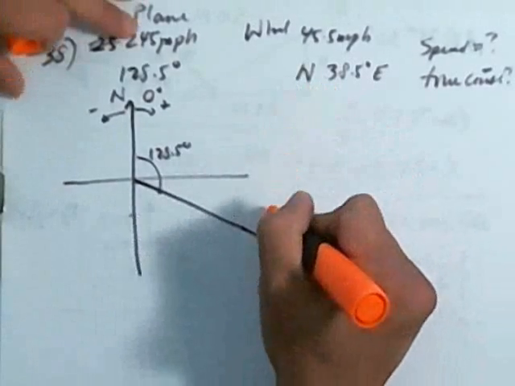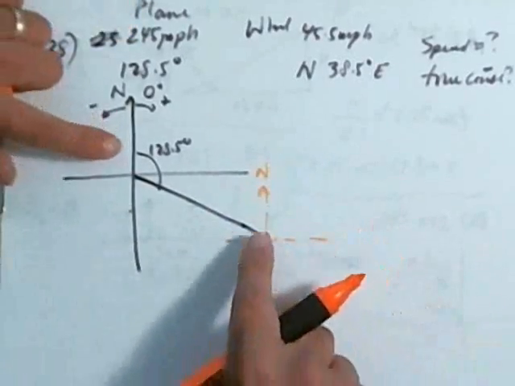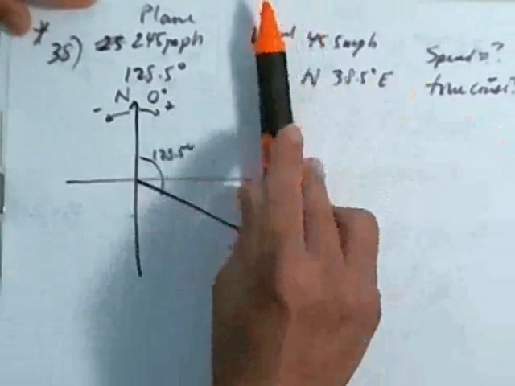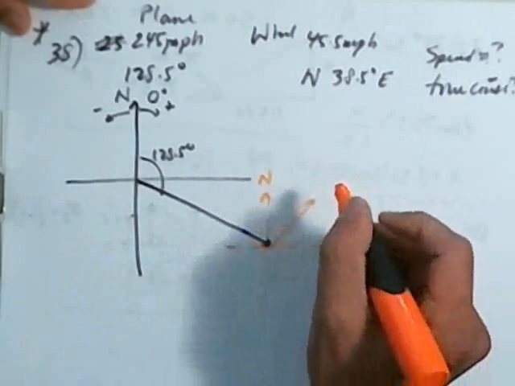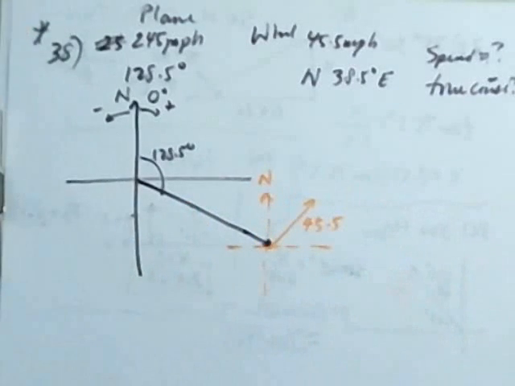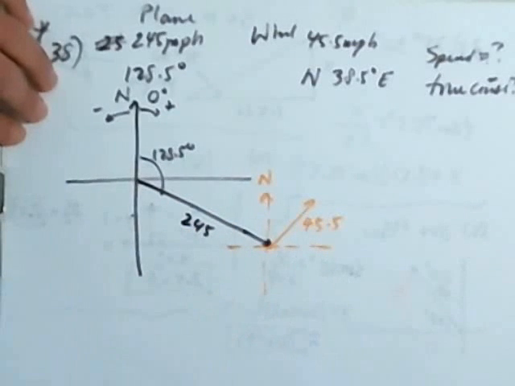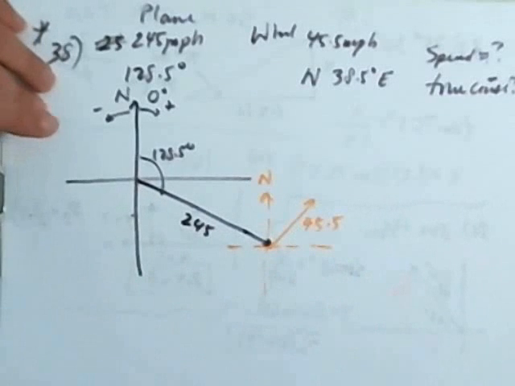For the wind speed, we have to reset the north, south, east, west. So there's north again, parallel to this one. Starting at north, it's going to go 38.5 degrees east, so something like this. 45.5 miles per hour. I've got to put the information here: 245 and 45.5. That's your velocity vector. These are your velocity vectors. Remember, vectors have magnitude and direction.